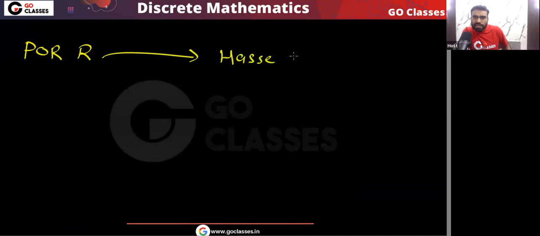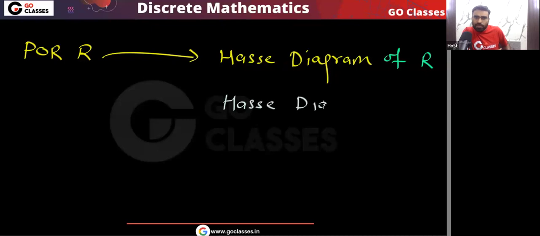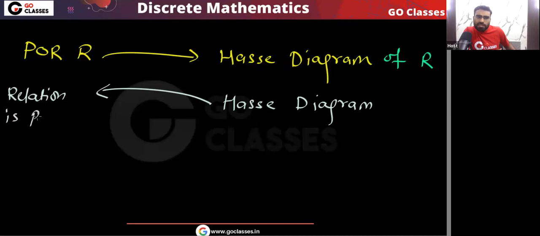So this is very important: if you have a partial order relation R, then remember you can create a hash diagram of R. And remember, if I give you a hash diagram, then it automatically means that your relation is a partial order relation. So very simple point, I'm telling you that hash diagram is created only for partial order relations. For every partial order relation we can create a hash diagram, and a hash diagram is only created for a partial order relation.